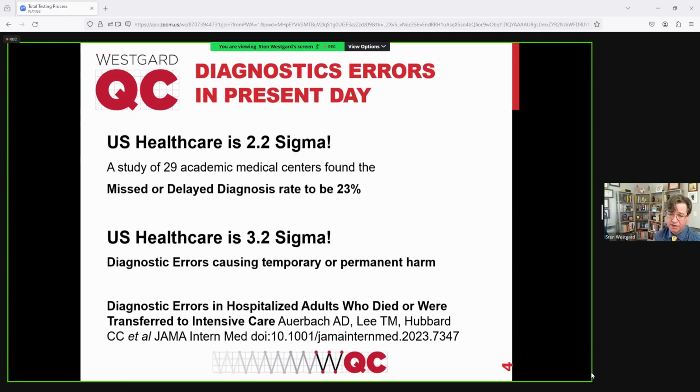Here we have a study of 29 US academic medical centers finding the missed or delayed diagnosis rate is 23%. That's almost 1 in 4 patients being impacted by a late diagnosis or a misdiagnosis. That works out to be a 2.2 sigma process. And then if you look at causing temporary or permanent harm, obviously that is smaller, but it's only 3.2. It's barely acceptable.